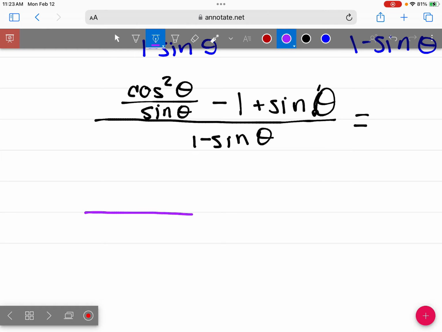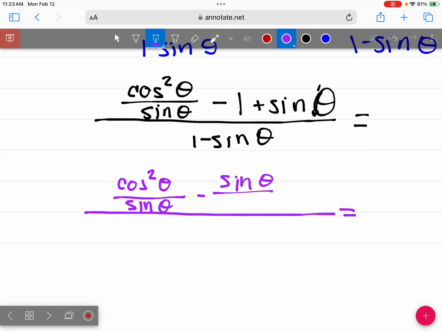So my numerator is going to turn into cosine squared theta over sine theta minus sine theta over sine theta plus sine squared theta over sine theta. So we're getting those all to be that common denominator.